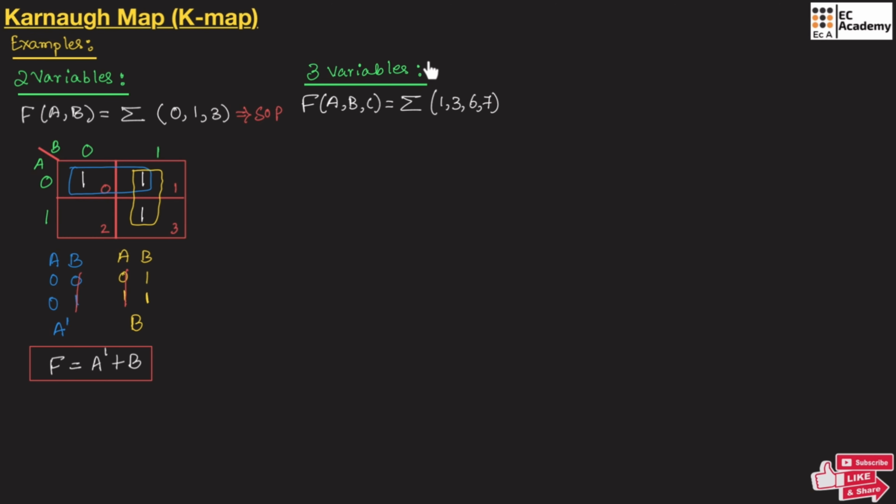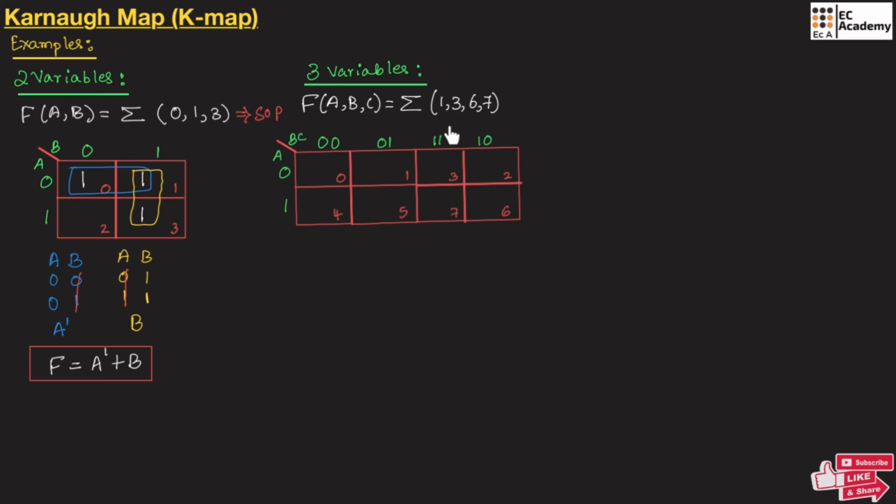Now let us take an example for 3 variables. Here the function is given as 1, 3, 6 and 7, which has 3 inputs, A, B and C. The output will be 1 for 1, 3, 6 and 7. Let us take the K-map for simplifying 3 variables. Let us substitute 1 for 1, 3, 6 and 7. So here it will be 1, 1, 1 and 1.